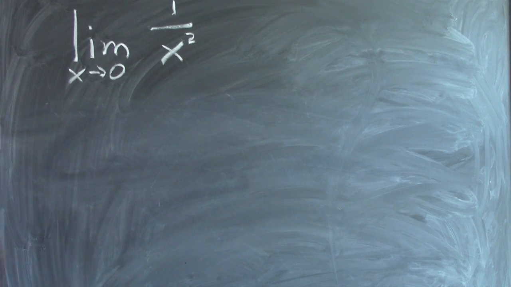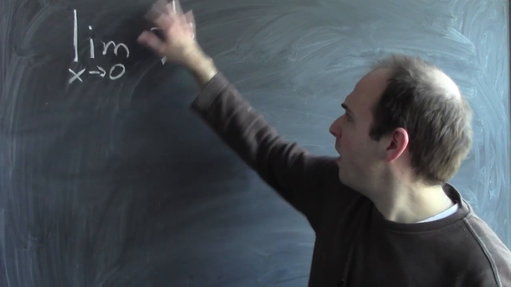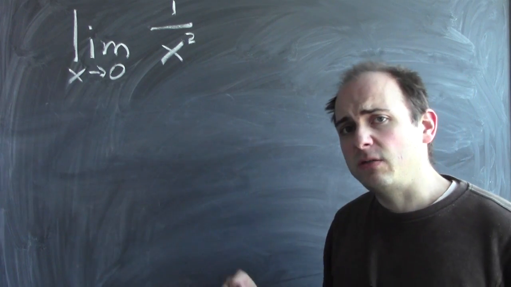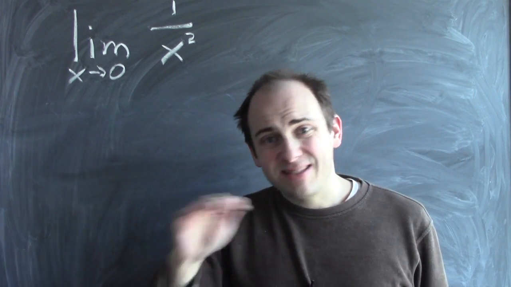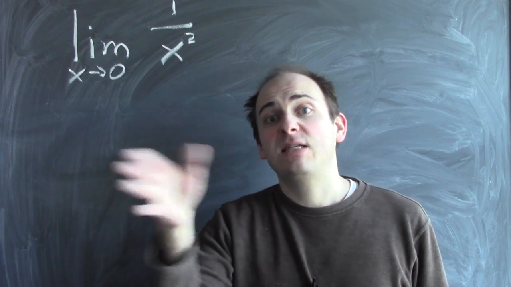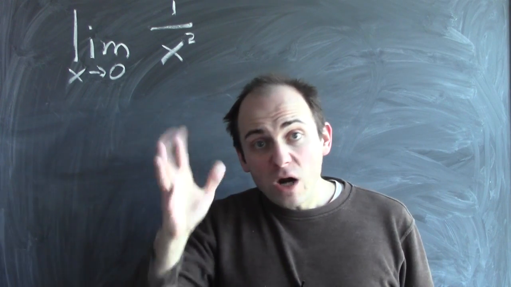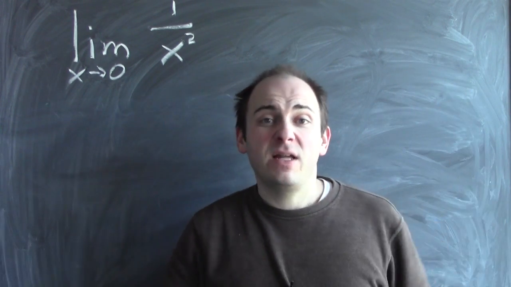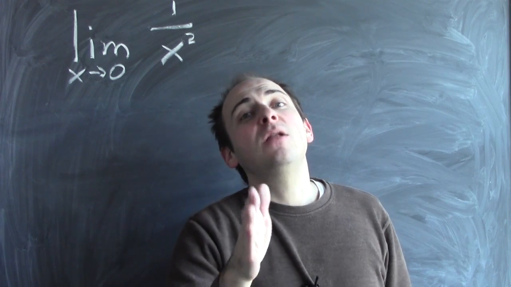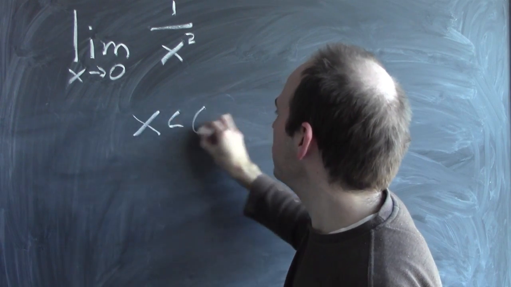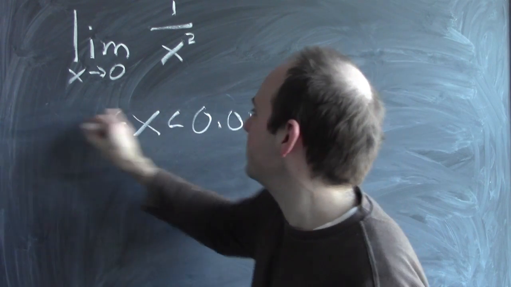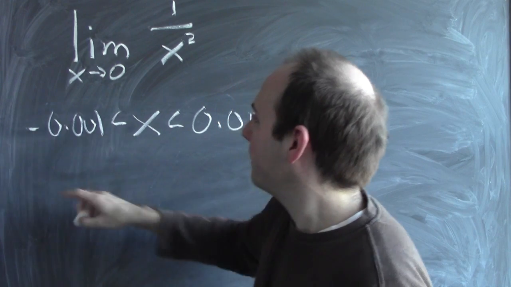Let's go to the board. Here's an example. The limit of 1 over x squared as x approaches 0. Now this limit is not equal to a number. 1 over x squared is not getting close to a number when x is approaching 0. But 1 over x squared is as big as I want it to be if I'm willing to put x close enough to 0. For instance, if x is within 1,000th of 0, what happens?